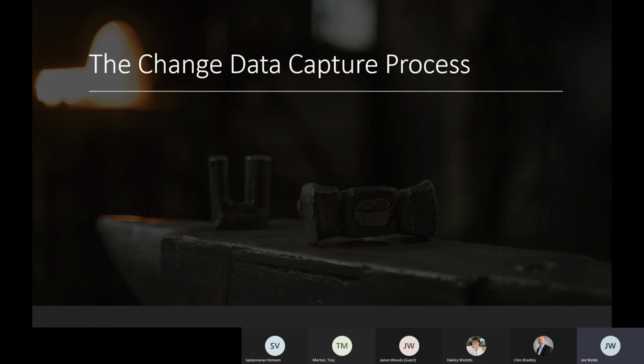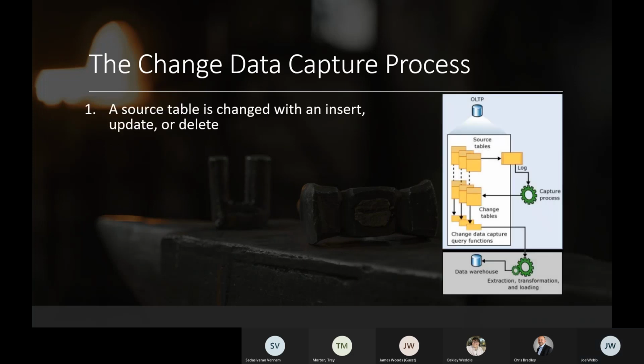But let's look and see how the change data capture process works from a high level. So when a source table is changed in some way, data is written to it, updated, or data is deleted from it, that information, based on Microsoft SQL Server's normal processing, is first written to the transaction log. So when a transaction starts, SQL Server immediately writes it to the log file.